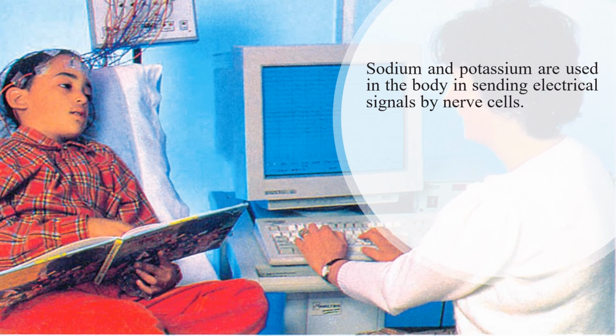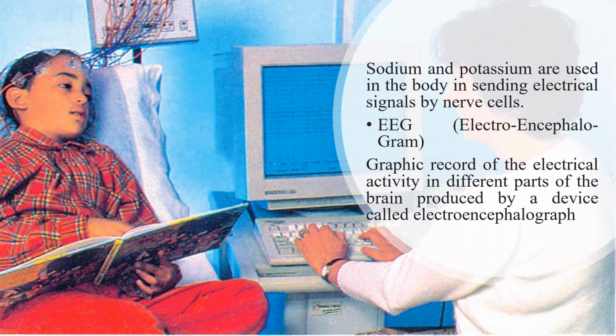What does it mean? It is an electroencephalogram of a brain, which shows a graphic record of electrical activity in different parts of the brain, produced by a device called an electroencephalograph, by attaching electrodes to the person's skull, as shown in the photograph. So it only makes graphic records of the electrical activity in the different parts of the brain produced by a device called the electroencephalograph.